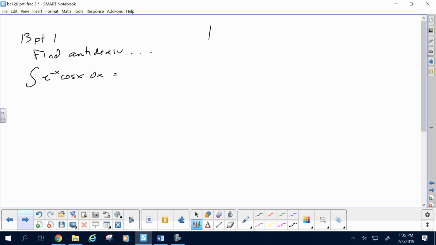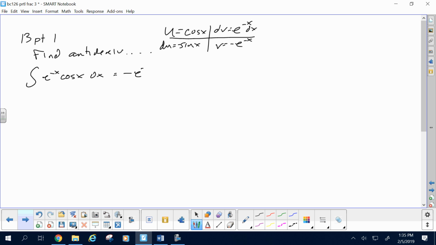What do you want to let u equal to start with? Cosine or e? I don't care which, just be consistent. U is cosine, okay. dv is e to the negative x dx, therefore du is negative sine. And v is negative e to the negative x. I can tell you there's negative all over the place in this problem. Be very careful and neat and organized.